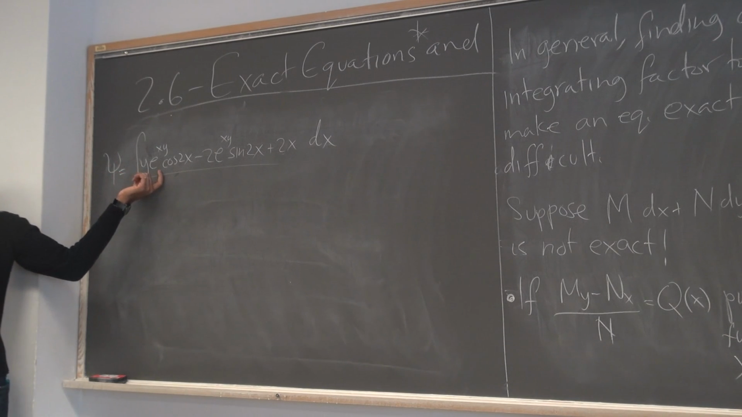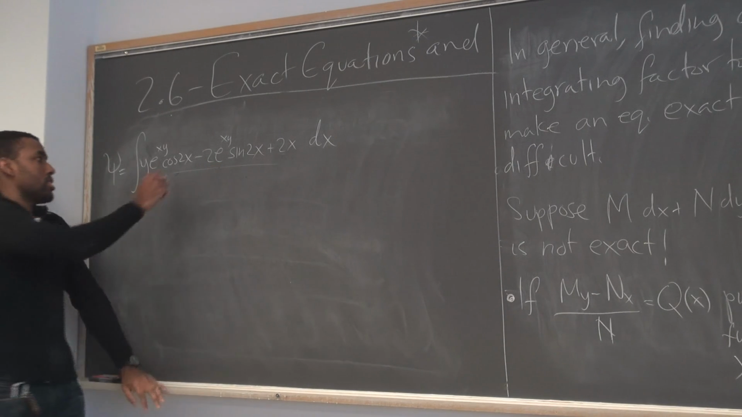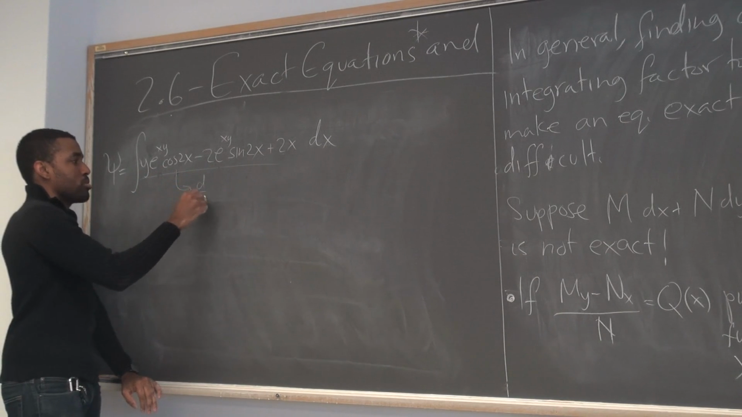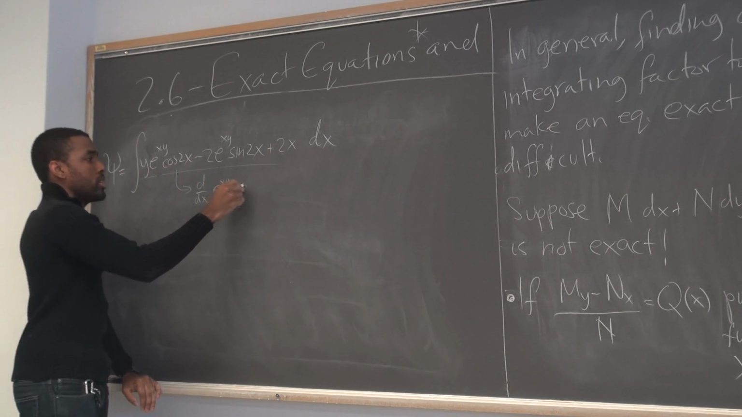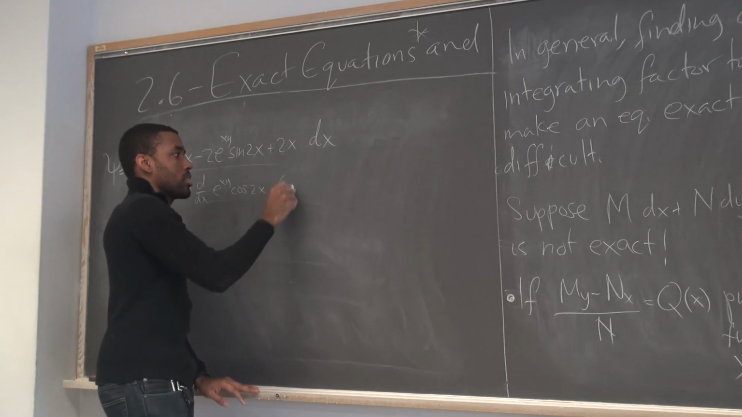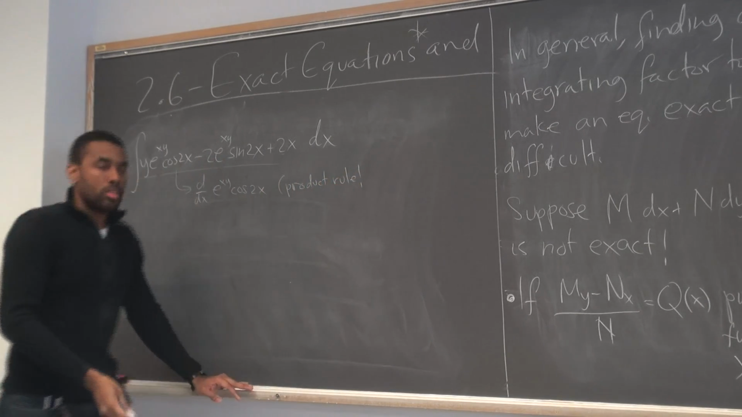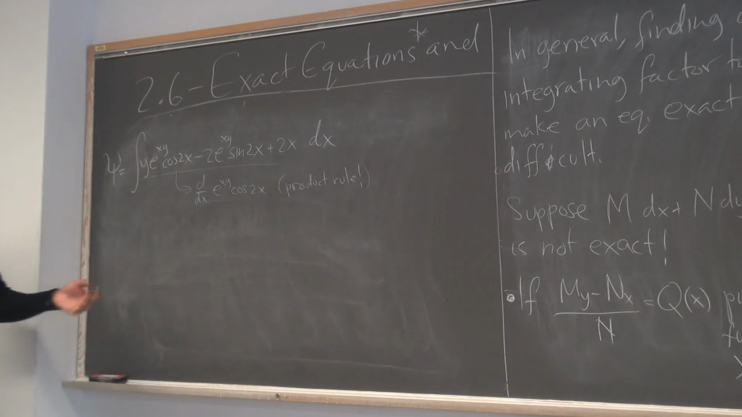Here is like taking the derivative of e to the xy with respect to x. Here I take the derivative of cosine 2x with respect to x. This is actually just the derivative with respect to x of e to the xy cosine 2x. If you can see the product rule happening, then your life is easy. You're out of here in like 2 seconds, right?